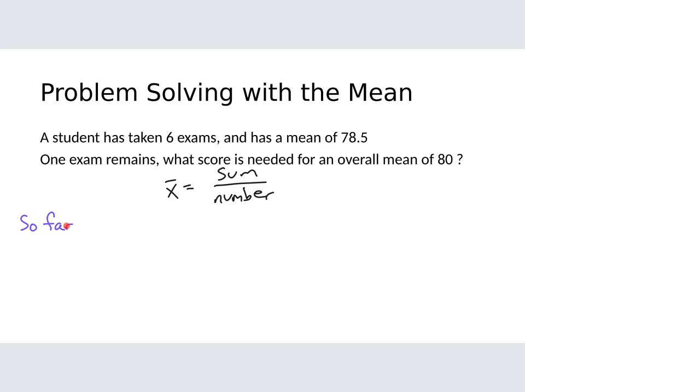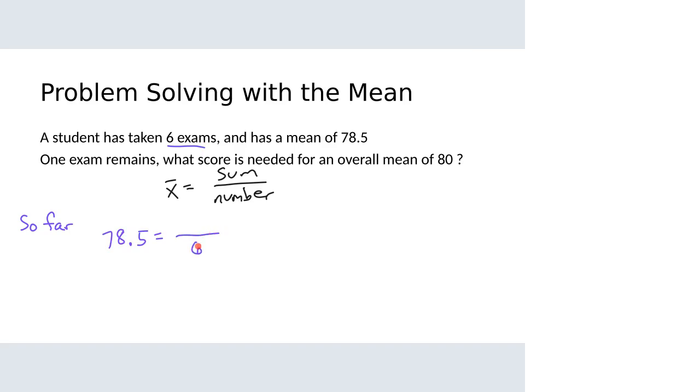And the key here is this formula for the mean has 3 parts. If we know any 2 of those 3 parts, we can find the third one. And that's what's going on here. So far, this student has a mean of 78.5. So we know what the mean is. That mean of 78.5. And we know they've taken 6 exams, so we know what the number is.